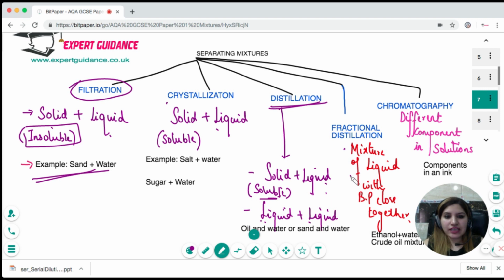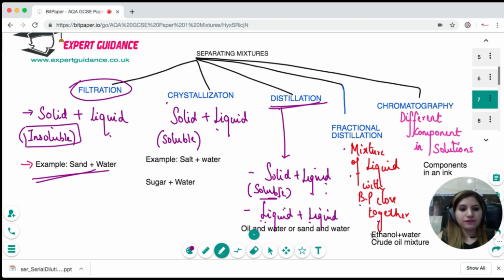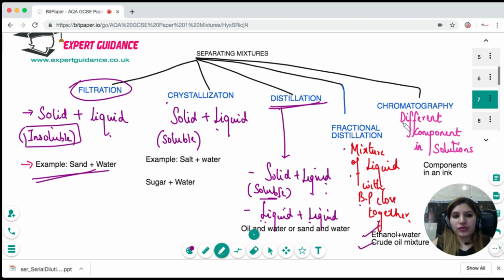Next, you have fractional distillation. Fractional distillation is for a mixture of liquids where the boiling points are close together. Example, ethanol and water, or the mixture of crude oil. Or chromatography, where there are different components in a solution. For example, components in an ink.